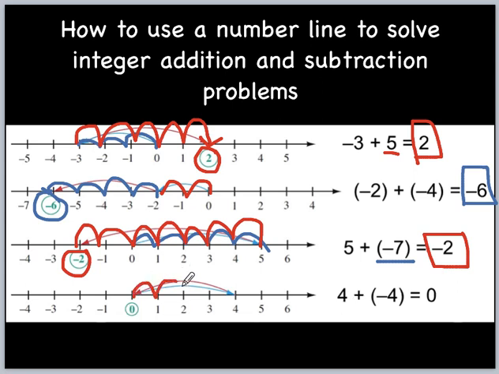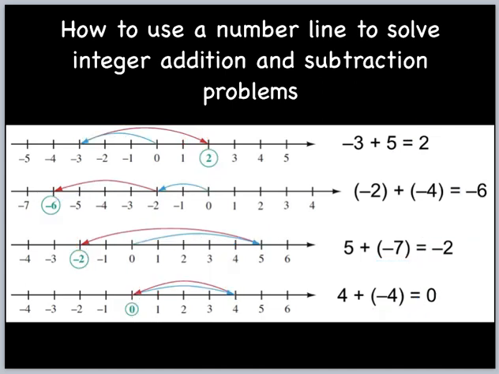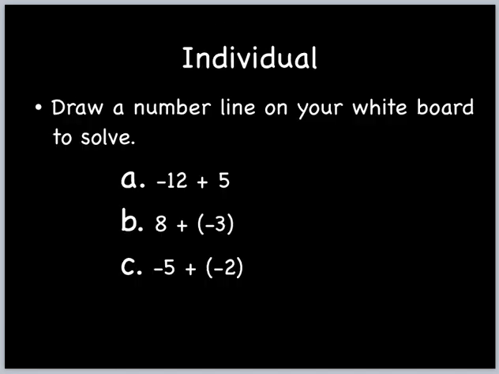And the last one is positive 4. That means 1, 2, 3, 4. And then you move to the left because you are adding a negative number 4 times, 1, 2, 3, 4. So that means you went back to 0 and the answer is 0. Right? Right, so that means all of these answers are correct as we apply our knowledge about adding and subtracting integers using number line. Let's proceed to the next slide.